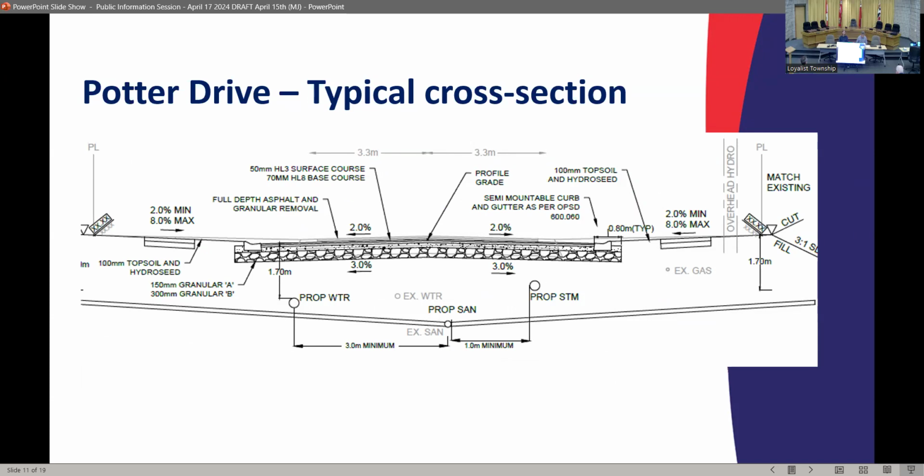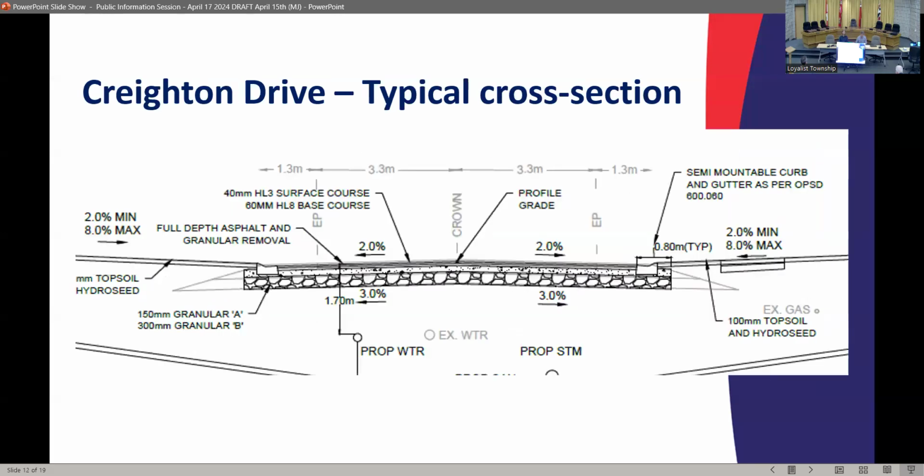So Potter Drive, the typical cross section, again, same idea as if you were to take a slice and look down the street. There's sidewalk on both sides. Again, the width will vary depending on the turning lanes. It'll be a bit wider closer to the intersection and then narrow up a little bit as you get into the subdivision. And then the width of the shoulder or boulevard also varies a little bit depending on the right of way that's available. Next slide, please.